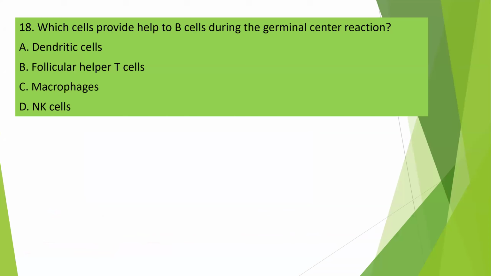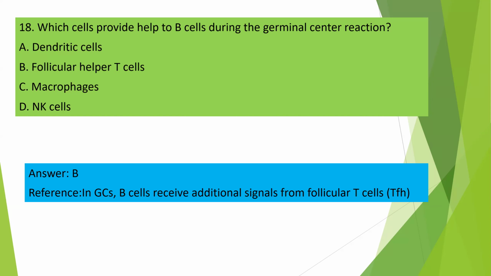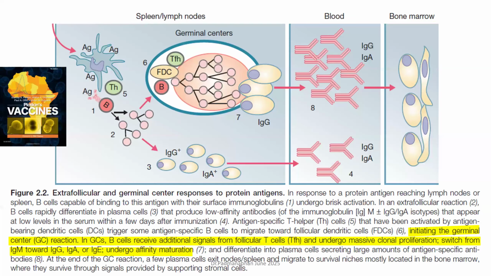Now, next question. Which cells provide help to B cells during the germinal center reaction? Quick. Follicular helper T cell. Follicular helper T cell. Okay, read it. In the germinal center, B cells receive additional signals from follicular T cells. Has the slide changed for you?